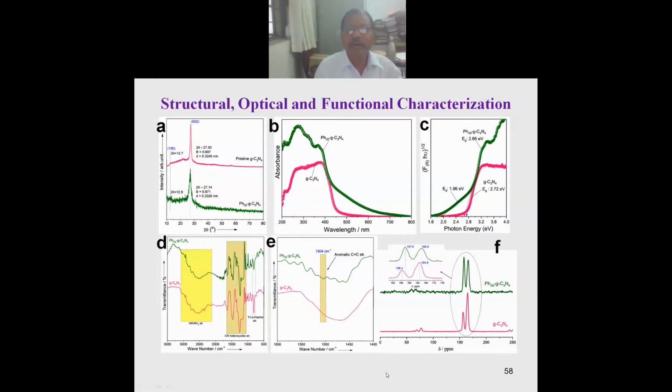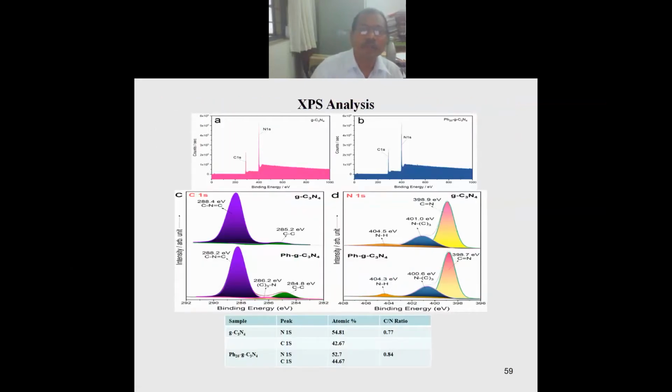In the phenyl grafted g-C3N4, there is a slight shift. If you see the extended peak, there is a slight shift in the phenyl grafted g-C3N4 in the C13 NMR spectrum. It is because of the grafting occurring on the g-C3N4.